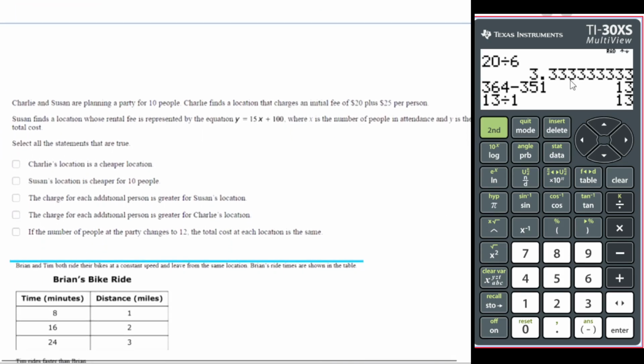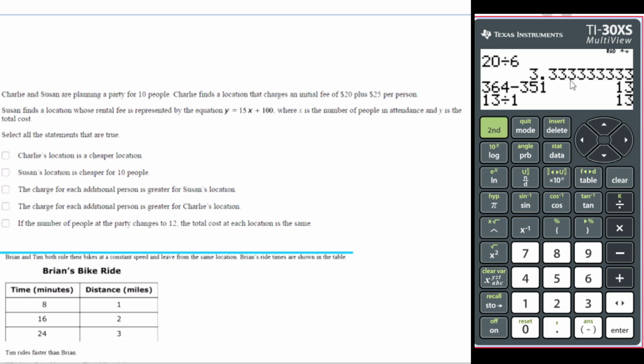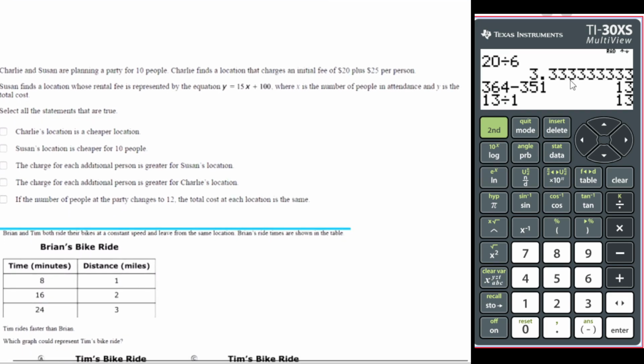All right. Charlie and Susan are planning a party for 10 people. Charlie finds a location that charges an initial fee of $20 plus $25 per person. So let's talk about Charlie.